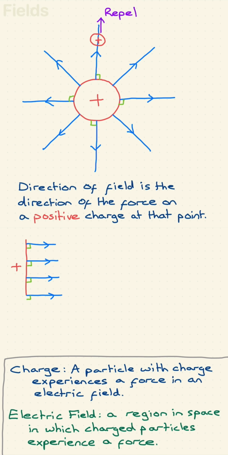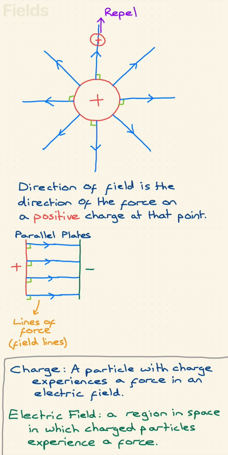Back to our plate. If we put another plate over here, this time with negative charge, then the field lines will move towards the negative charge, be evenly spaced, and hit the surface at 90 degrees. This is the electric field pattern between parallel plates, and the arrows show the direction in which a positively charged particle experiences a force.